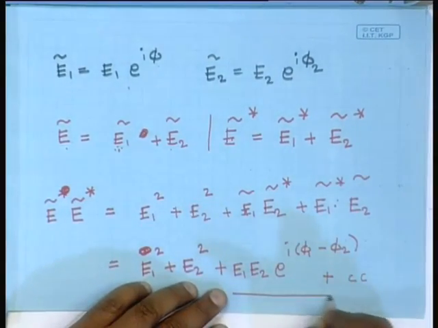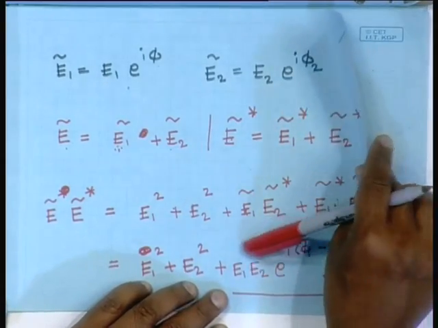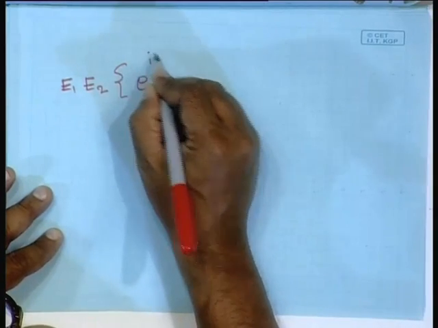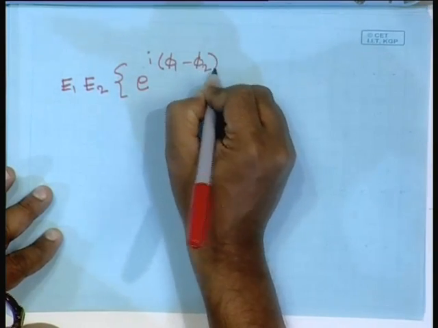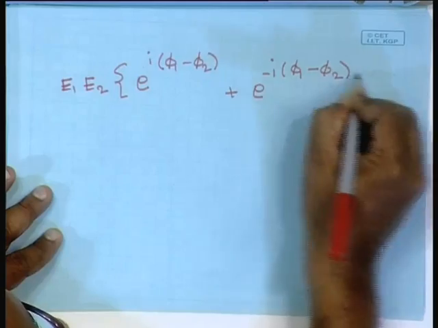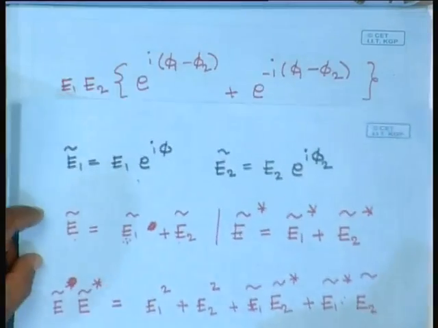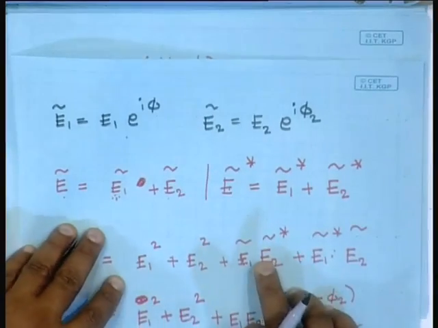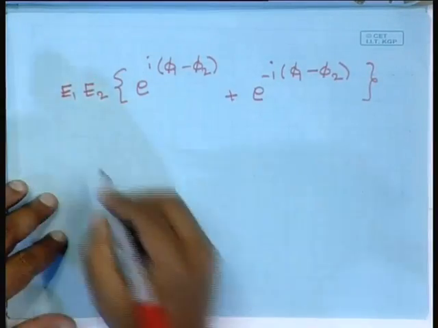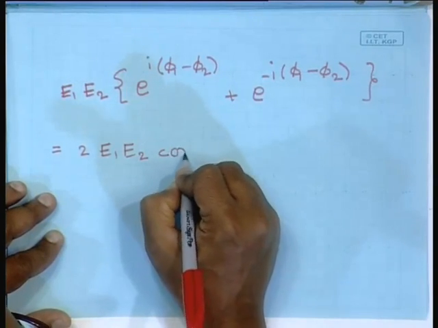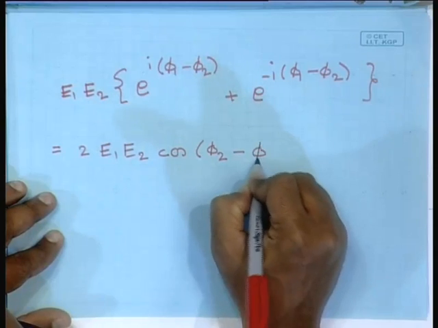So, let me write down these two terms explicitly and then simplify the whole thing a little bit. If I write down these last two terms, what I have is E1 E2 times e to the power i(phi 1 minus phi 2) plus e to the power minus i(phi 1 minus phi 2). Let me remind you again, the first term comes from this, the second term comes from this. We are looking at only these two terms. So that is what we have, and this you can see is 2 E1 E2 cos(phi 2 minus phi 1).